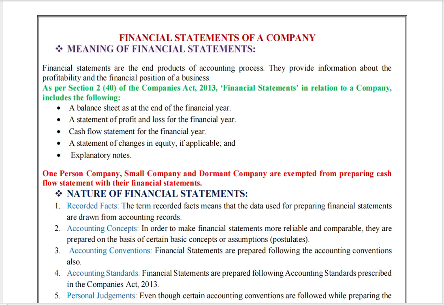And these activities are basically operating activity, investing activity, and financing activity. A statement of change in equity, if applicable, and explanatory notes. So, all these documents are known as what? Financial statement. Now we will discuss the nature of financial statement.